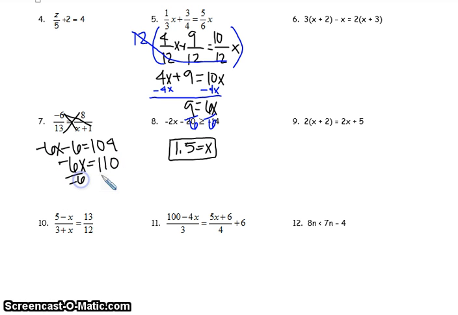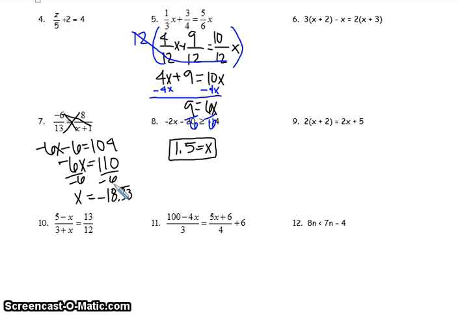Divide by that negative 6, and you get x equals negative 110 over 6, negative 55 over 3 if you're going to leave it as a fraction, or if you're going to put it as a decimal, it's negative 18.3 repeating, or 0.33 repeating.